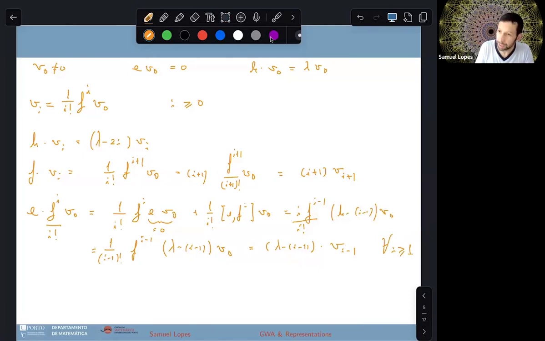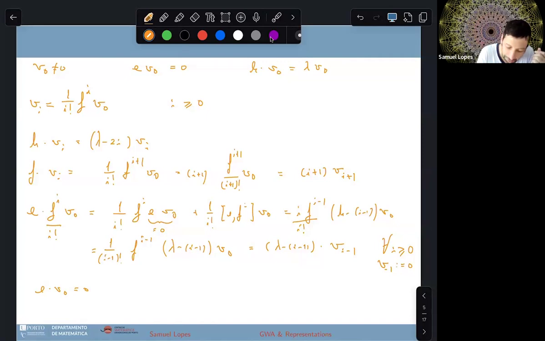But what happens when i is equal to 0? e times v0 is equal to 0, by definition of v0. So if you want, this could be valid for all i greater than or equal to 0 if I define v_{-1} as 0. Then I'll have a nice formula. You'll notice that this completely agrees with the action that we've seen for those simple modules, except that this lambda seems to be an arbitrary scalar.